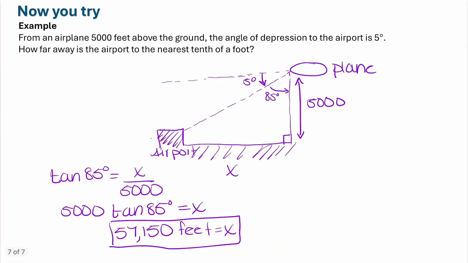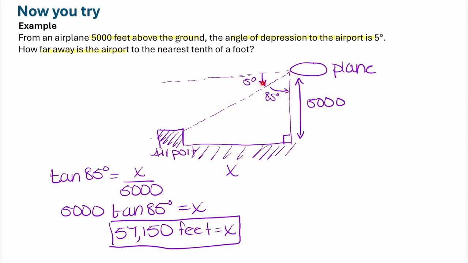Okay? All right, so now you can go ahead and pause the video and try doing this example on your own. Okay, so here we have an airplane 5,000 feet above the ground. The angle of depression is 5 degrees. How far away is the airport? If we look at this problem, you can see we have 5,000 feet up in the air. That's our vertical direction.